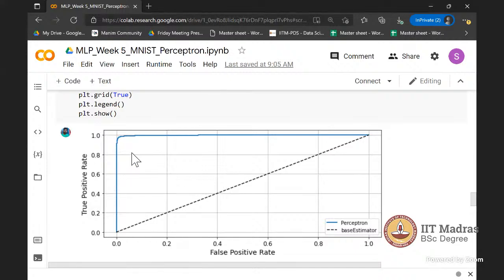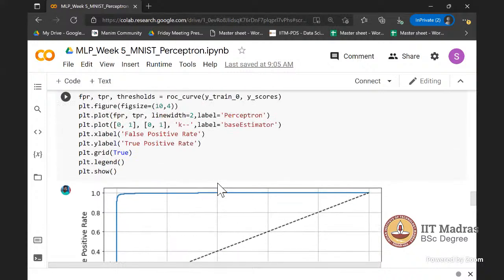This chart actually represents the area under the curve for whichever model. So we could have multiple models. Right now we have only one model, and we don't have anything else to compare with. We have this base estimator.